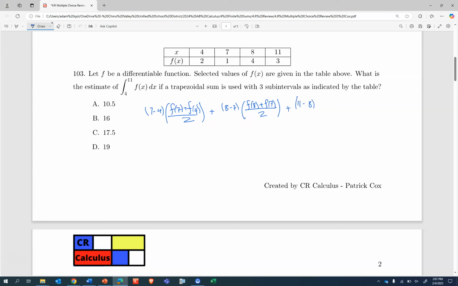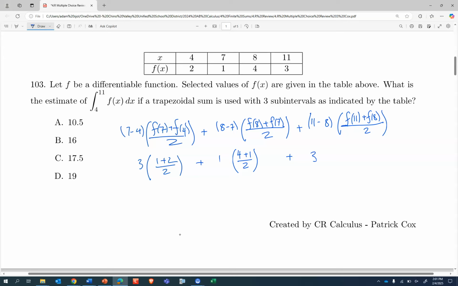Okay, f of 7, 1 plus 2 over 2, plus 1 times 4 plus 1 over 2, plus 3 times 3 plus 4 over 2. So I can already tell I'm going to have an extra half in here somewhere. Okay, so that's 9 halves plus 5 halves plus 21 halves. What is that? 14 plus 21, 35 halves, which is 17 and a half.